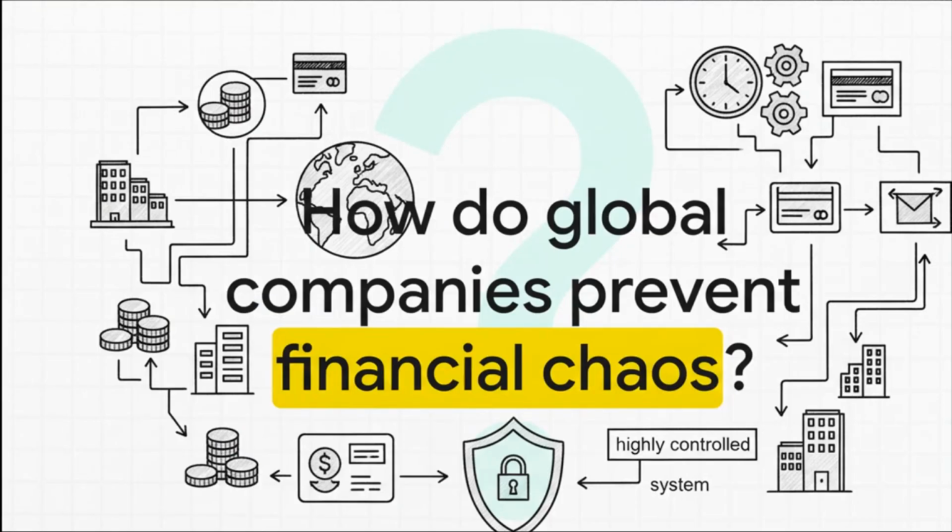So let's just start with a simple question. Picture a massive global company. I'm talking thousands of transactions every single hour. How on earth do they stop their books from becoming a complete and utter disaster? Well, the answer is a really, really controlled system. And that's exactly what we're going to unpack.